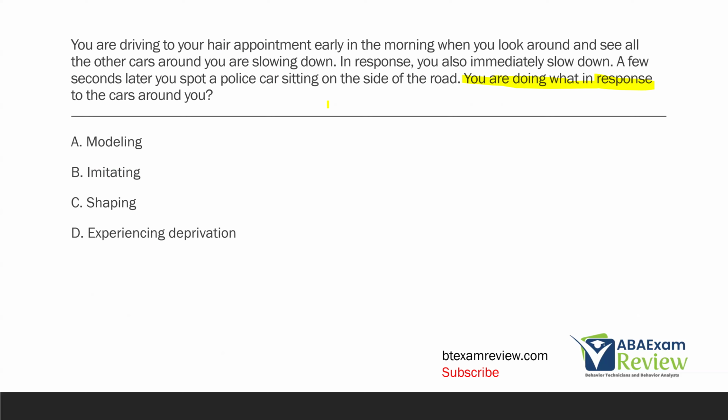Because there's a couple different stimuli here, right? We have the car slowing down, and we also have the police car. But the question wants to know about you in relation to the cars slowing down. So if the cars are slowing down, and then you immediately do what they're doing, what are you engaging in? Are you modeling? You're not modeling, right? The cars that slow down are now the models. What you did was imitate. You imitated the cars slowing down. When you saw them slow down, you slowed down as well.